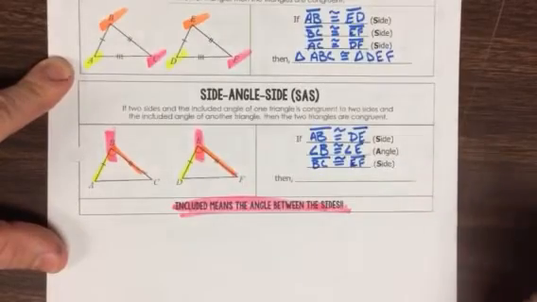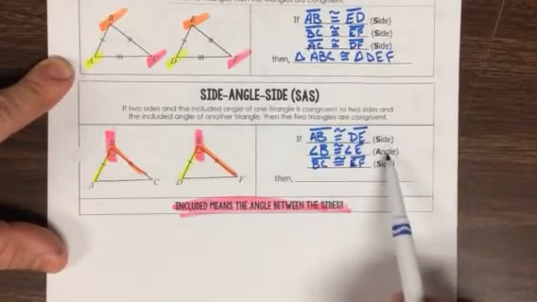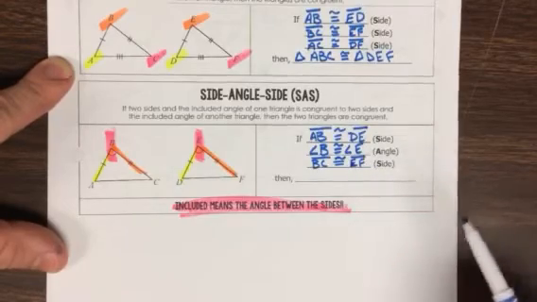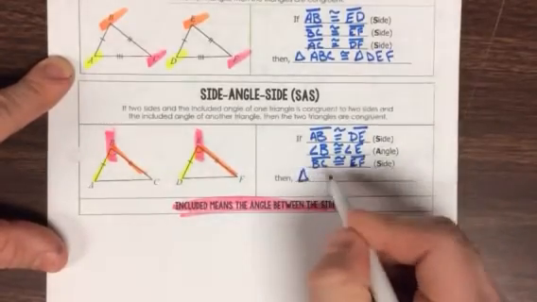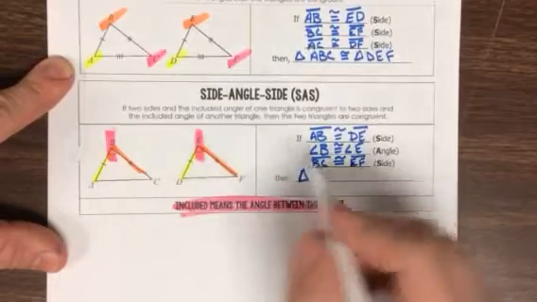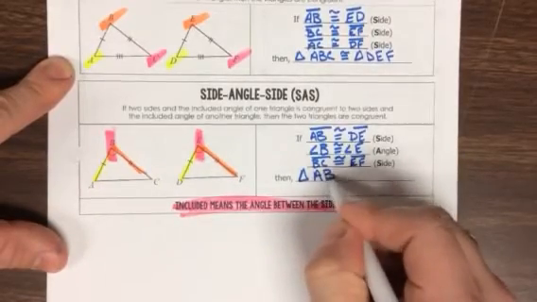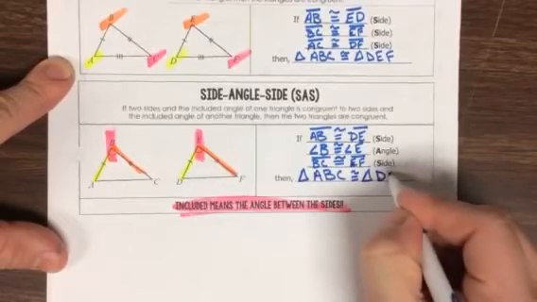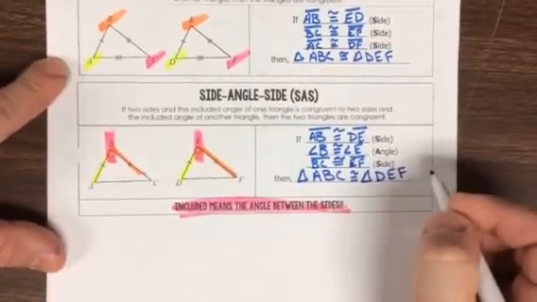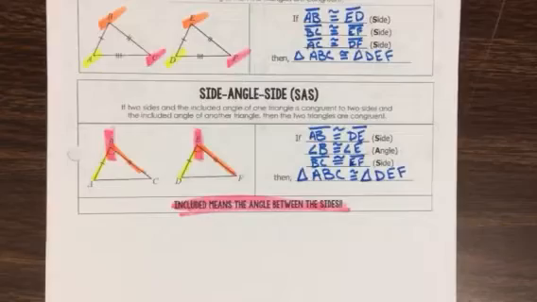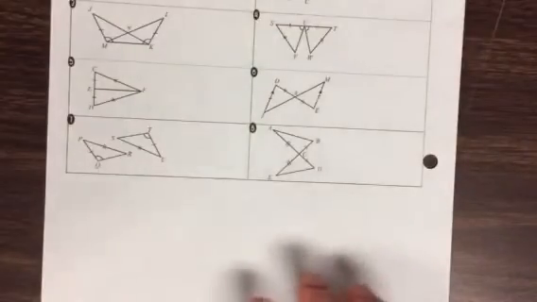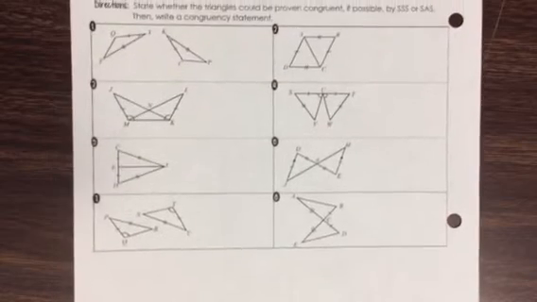So, what's really important here is you recognize we have a side, an angle, and a side, which means that we've got congruency. So to write our congruent statement, I'm going to say triangle ABC is congruent to triangle DEF. And that is a proper congruent statement as my corresponding pieces are together.